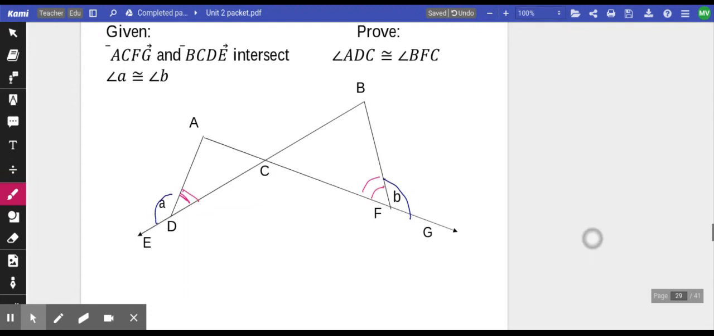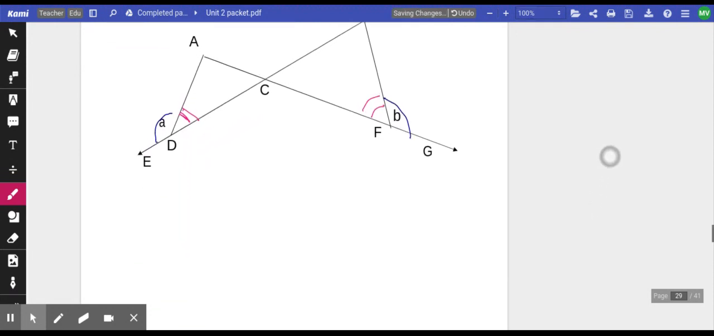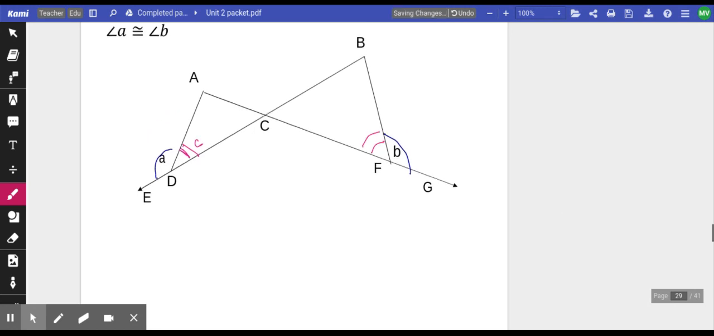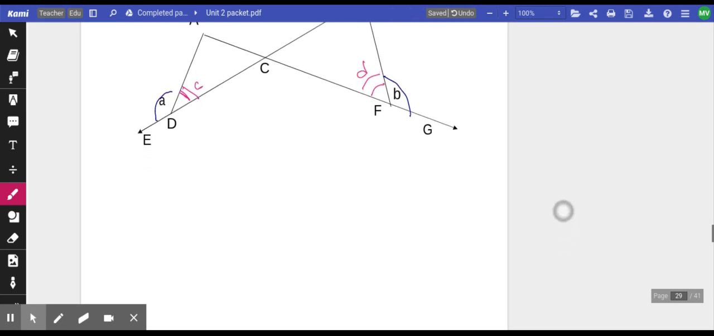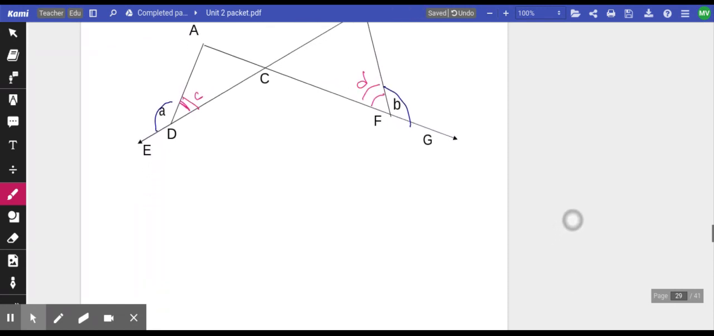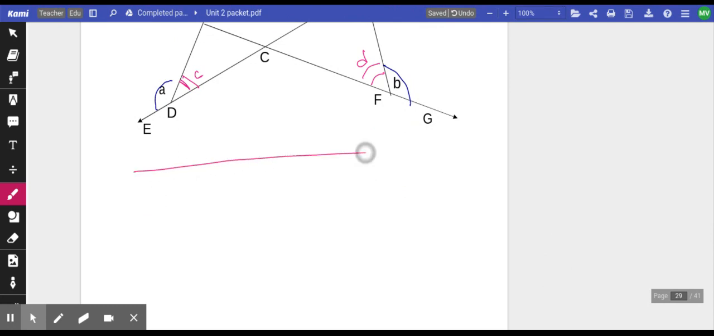And so I'm going to come down here. And for ease, I'm going to rename ADC as little c and BFC as little d. And that's just going to make what I'm writing a little bit shorter. So in my proof, I have statements and reasons.